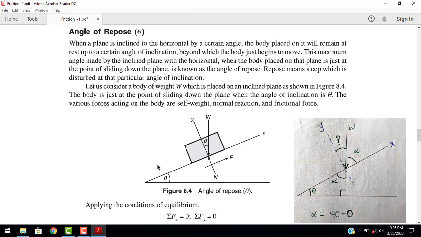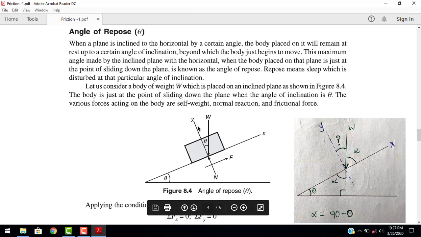So here the maximum angle which can be considered such that the body does not slide down is 30 degrees. Why? Because as soon as I increase to 31 degrees, the body starts sliding down. As per the statement, the maximum angle made by the inclined plane with the horizontal is 30 degrees when the body is just at the point of sliding down the plane. So here the angle of repose theta is equal to 30 degrees for this case.